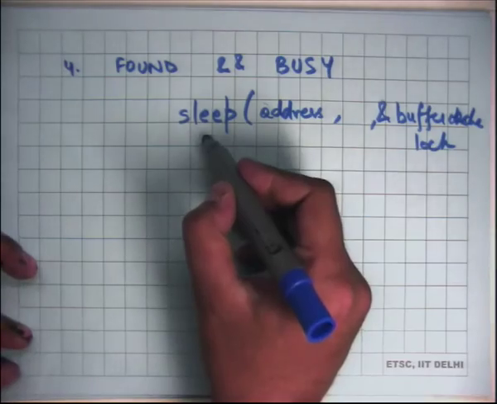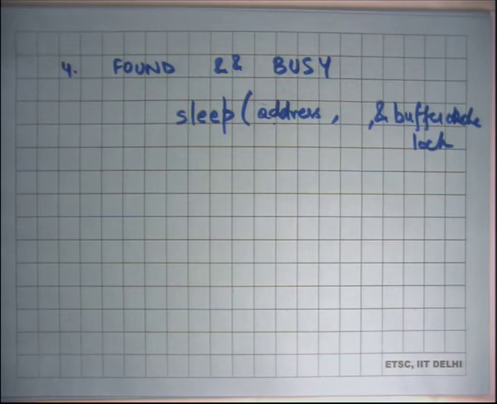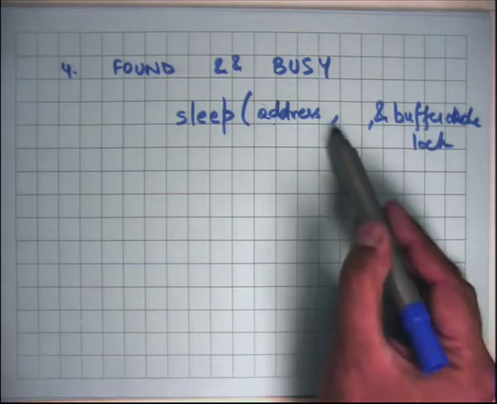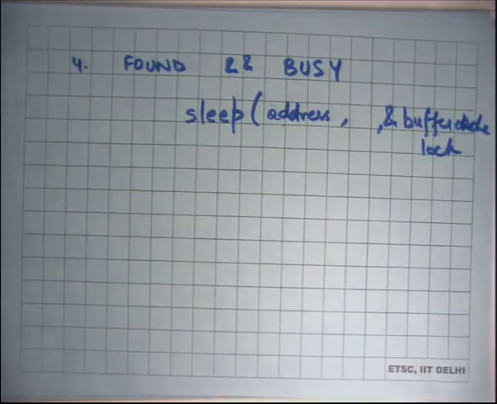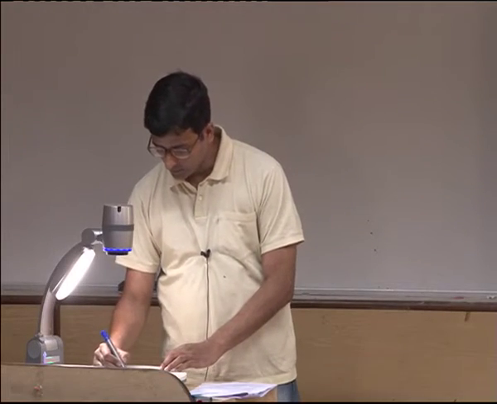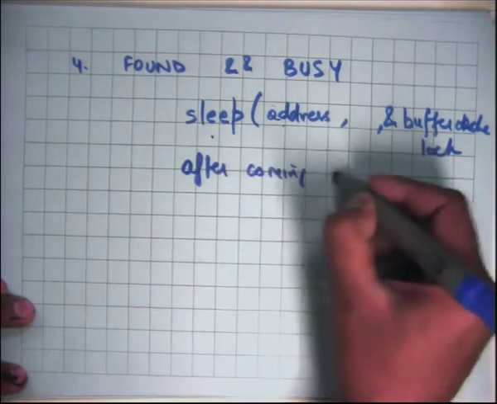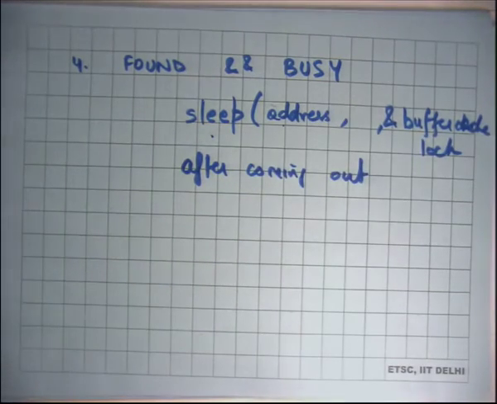While you sleep, you also release the buffer cache lock. So now other threads can be doing their operations on it, and at some point somebody is going to mark this particular buffer as not busy, and it's that thread's responsibility to call wakeup on that particular address. And so I'm going to come out of sleep. After coming out, I can be sure that I have reacquired the buffer cache lock. And what should I do this time? Again go to step 1 and check if the buffer still exists.